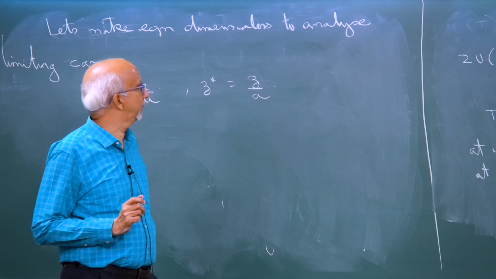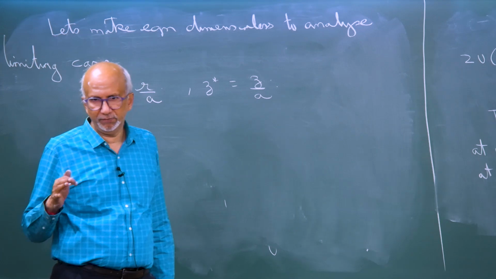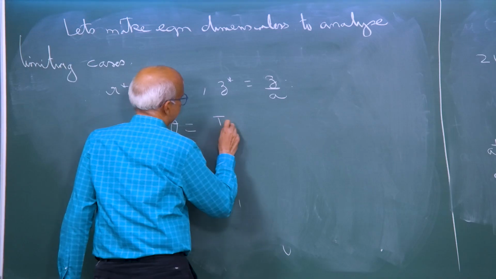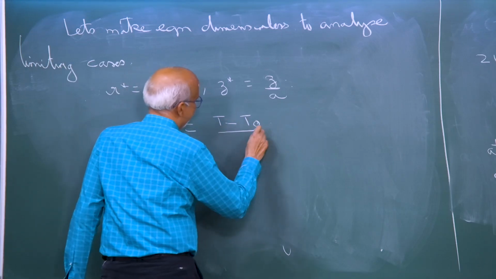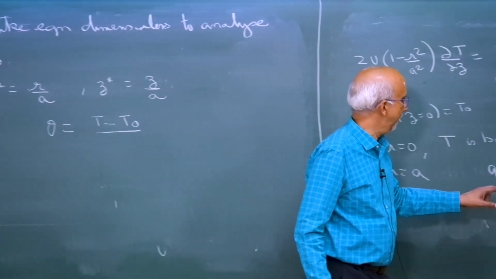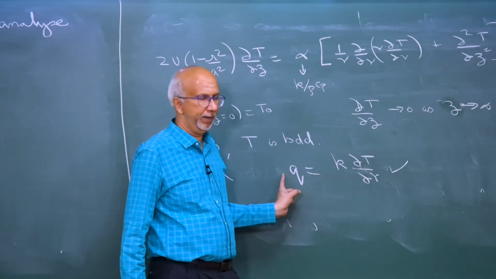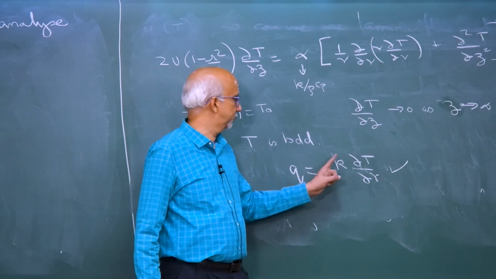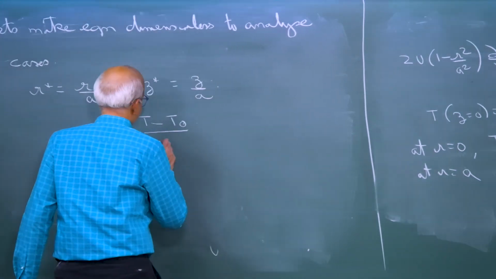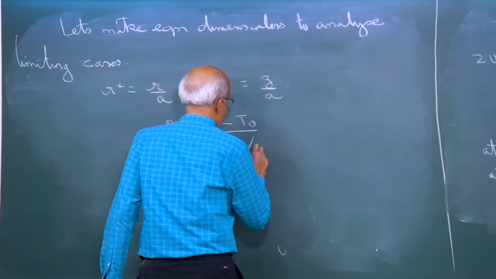Then what remains is the temperature, which has to be made dimensionless. I have two independent variables, r and z, and one dependent variable, temperature. So, theta is my dimensionless temperature, which I am going to write as T minus T naught, divided by the temperature scale. If I make this dimensionless, I will get a and k at the bottom. So, I define theta as T minus T naught times q a divided by k.